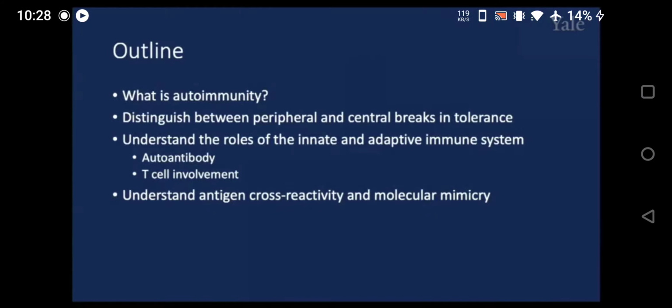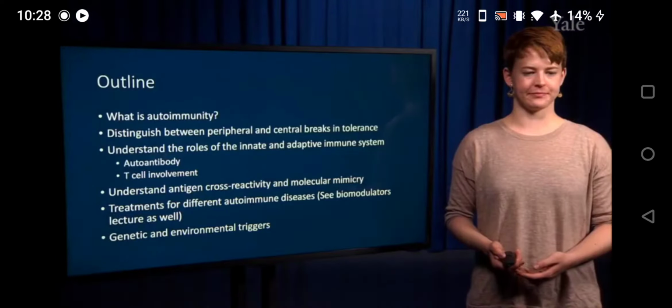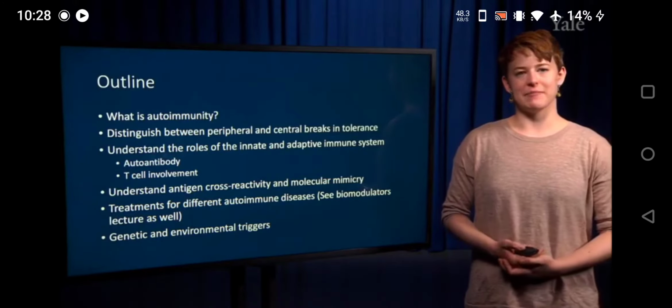And we'll touch a little bit on treatments for these different autoimmune disorders, but we'll really go over this in detail in Chapter 16, or the Biomodulators lecture. Finally, we'll wrap things up by discussing some of the triggers for autoimmune disease.